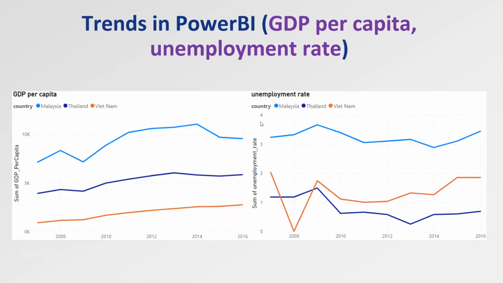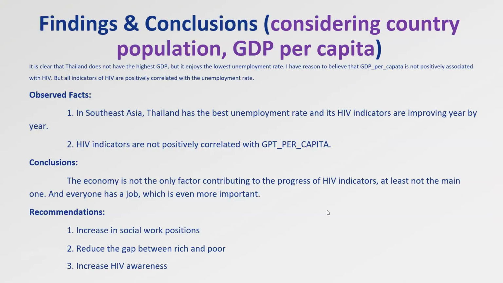And here are the trends for GDP per capita and unemployment rate for each country. Here are the findings and conclusions from those graphs. It is clear that Thailand does not have the highest GDP, but it enjoys the lowest unemployment rate. I have reason to believe that GDP per capita is not positively associated with HIV, but all indicators of HIV are positively correlated with the employment rate.